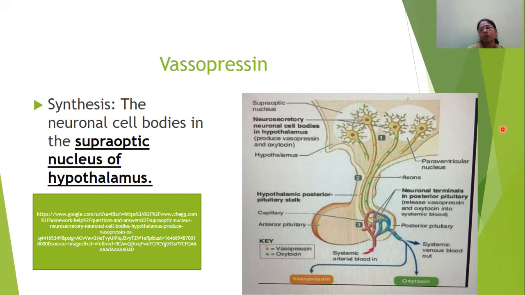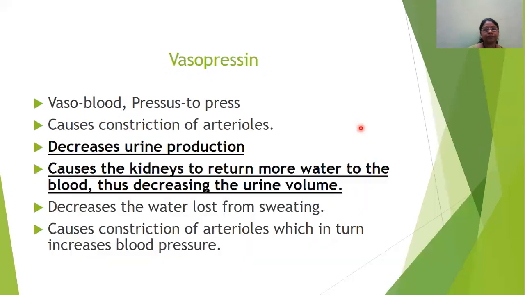Okay, so we have seen that oxytocin is synthesized by the neurons which are present in the paraventricular nucleus, and the vasopressin is synthesized by the neurons or neuronal cell bodies that are present in the supraoptic nuclei of the hypothalamus. Now, what are the functions of vasopressin? Its name is vasopressin. So, vaso is nothing but the blood, and pressus is to press. So, according to the name, the function of the hormone is that it causes constriction of arterioles.